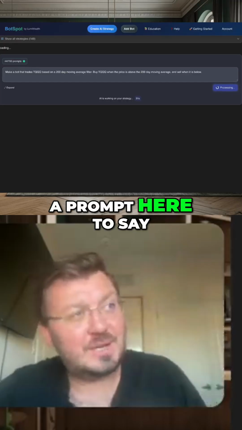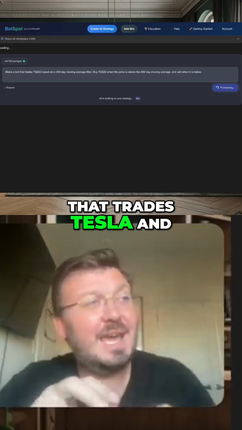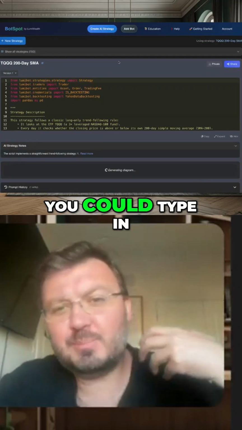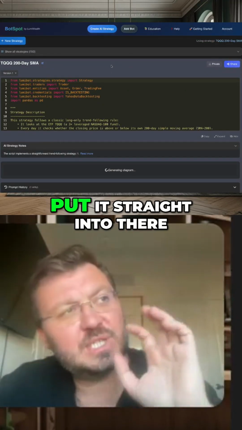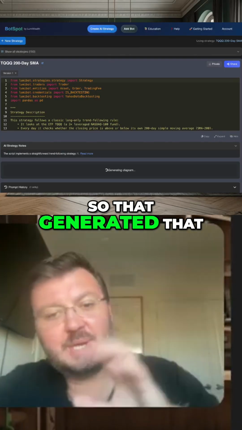I could put in a prompt here to say, make an option strategy that trades Tesla and buys call options and rolls them every week or something like that, right? You could type in pretty much whatever you want, put it straight into there, and it will generate it for you, okay? So there you go. That generated the strategy for me.